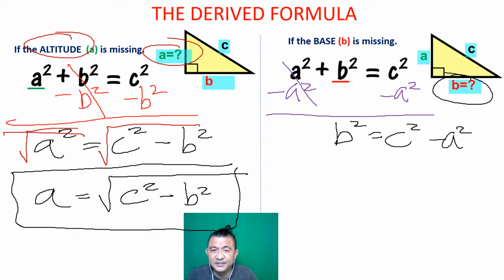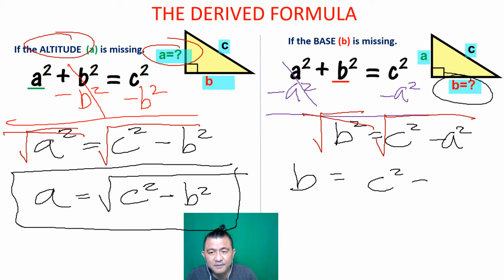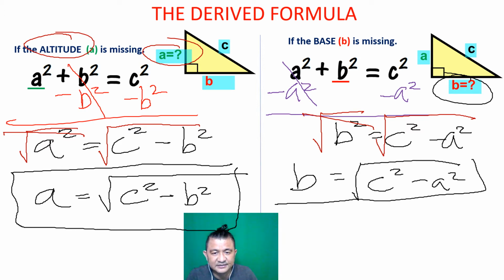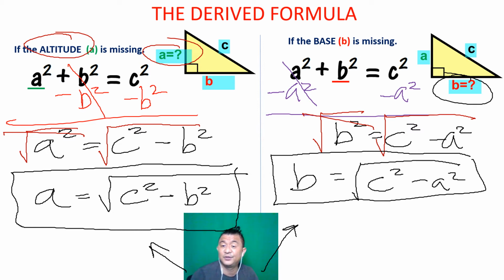Does that look familiar now? Compare this and that one. What can you say? It's now subtraction. Yes, I want the square to be removed. Square root on the left, square root on the right. That cancels out. Therefore, b alone is equal to the square root of c squared minus a squared. See? Use this formula or that formula to solve for your missing leg.